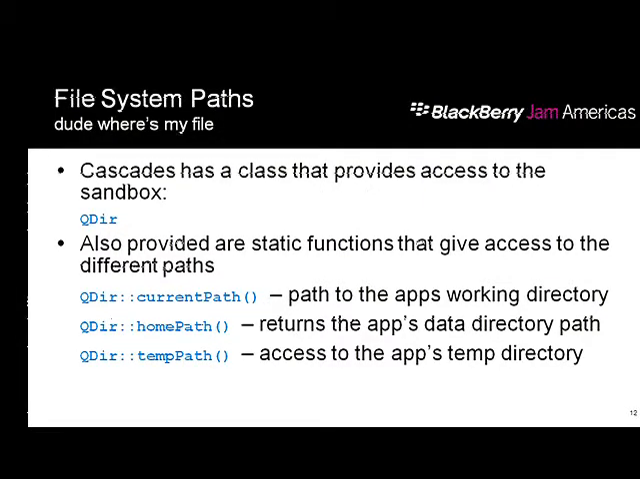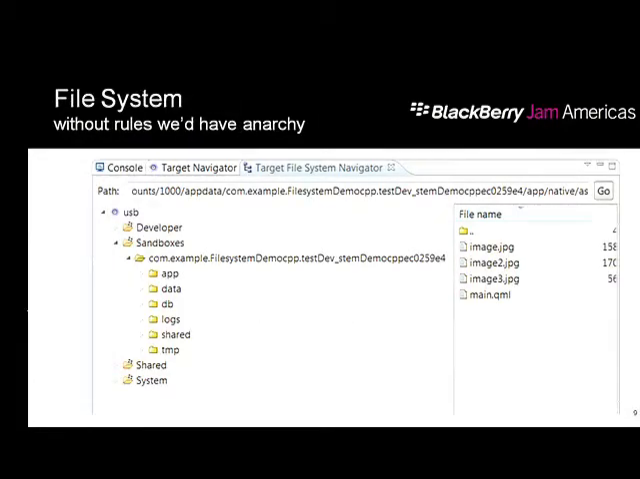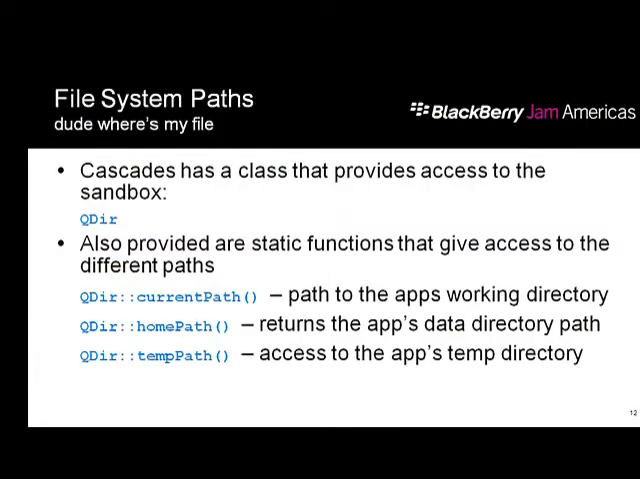Cascades also provides you with some static methods that are part of the QDir class. This comes from Qt Core. Effectively, current path is going to bring you to where the application's running. It's kind of the root level system. Home path is going to be where your data directory is. That's the data directory there. And temporary path, obviously, is the temp folder.